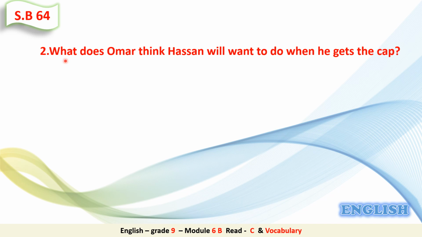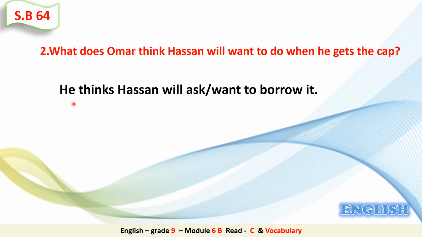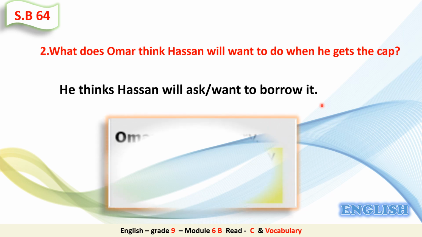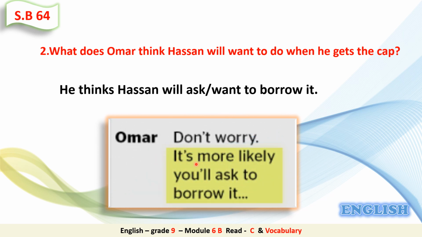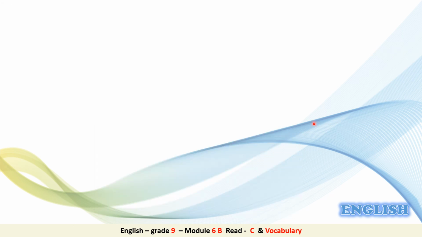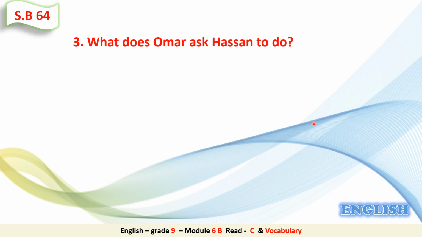Now, question number 2. What does Omar think Hassan will want to do when he gets the cap? Excellent. He thinks Hassan will ask or want to borrow it. Now, how do you know that? Which sentence tells us that? Excellent. When Omar says, it's more likely he will ask to borrow it. Well done, students.